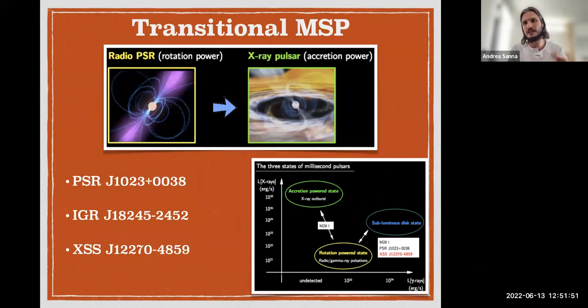And those are the three sources that I reported in red in the other slides. Actually only one of them, IGR J18245, showed a full transition between standard X-ray pulsar, accreting millisecond X-ray pulsar and radio pulsar. For the other two, we have strong evidence that they do that, but there is one main difference: they don't seem to show a standard outburst. They show what is called a subluminous state. Those are details, it's not really important. The important thing is that those are clearly the missing links between radio millisecond pulsars and X-ray millisecond pulsars.